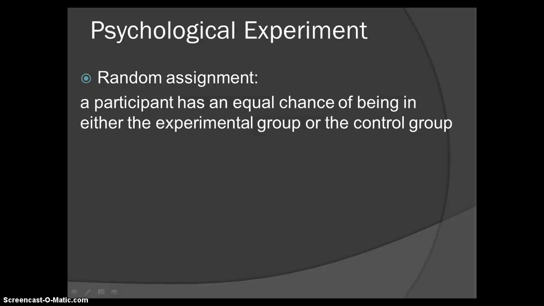A very additional important component to conducting research in psychology is having a random assignment. Random assignment is when a participant has an equal chance of being in either the experimental group or the control group. And why is random assignment important?